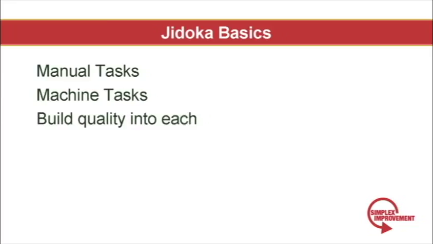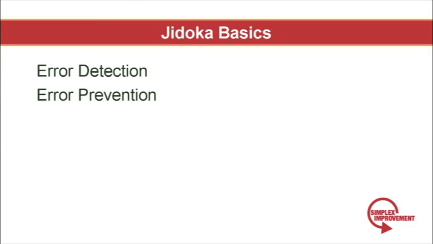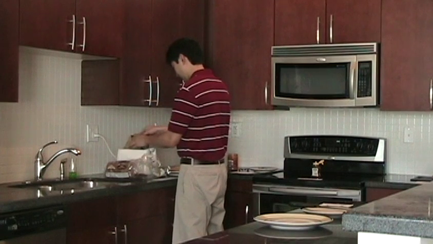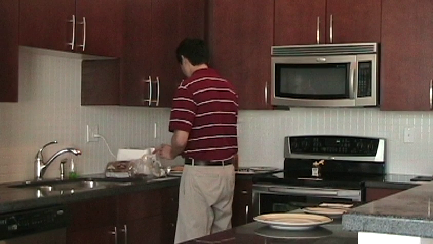Now that you have a good understanding of what machines are to do versus what operators are to do, it's time to start building quality into the source of both man and machine tasks. How can we prevent errors rather than just detecting them? When toasting bread, I used to sit there and watch the toaster until it was finished.